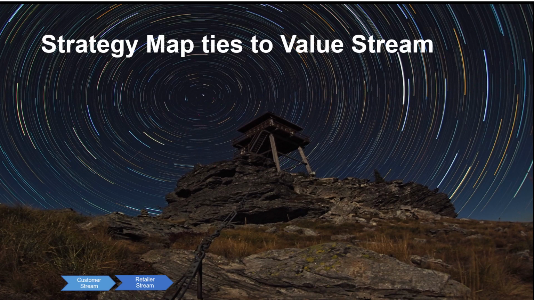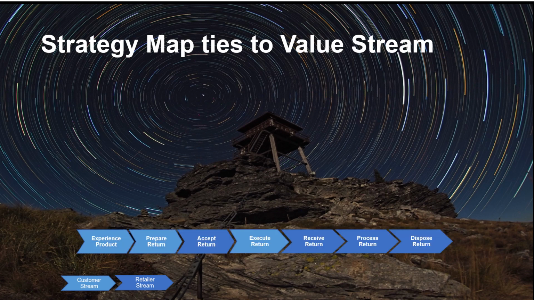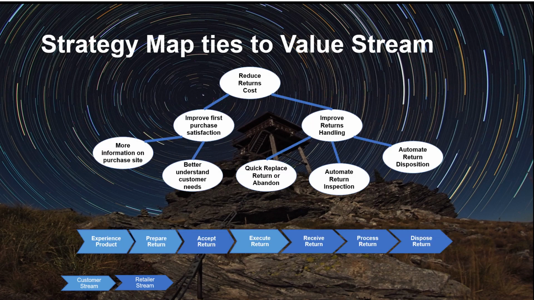So now that we have a comprehensive view of the return value stream, it is possible to understand where strategy will have an impact within the value stream. Intuitively enough, the objectives having to do with improving first purchase satisfaction are likely to be found in the value stages directly involved with the customer, while those having to do with improving return handling are oriented towards the vendor.